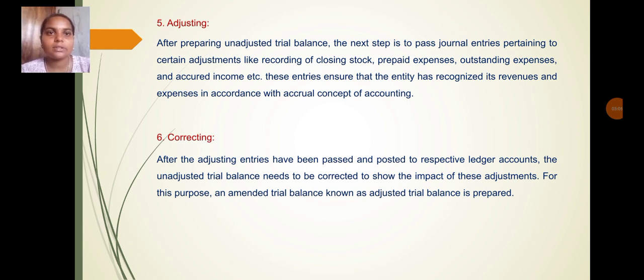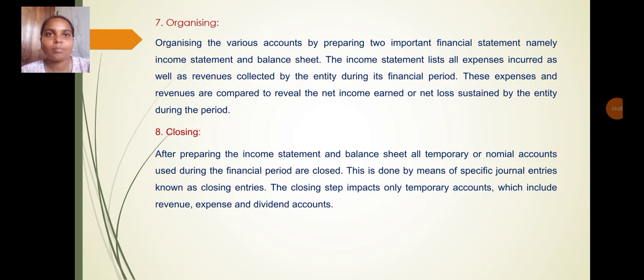Correcting. After adjusting entries have been passed and posted to the respective ledger accounts, the unadjusted trial balance needs to be corrected to show the impact of these adjustments. For this purpose, an amended trial balance known as the adjusted trial balance is prepared.